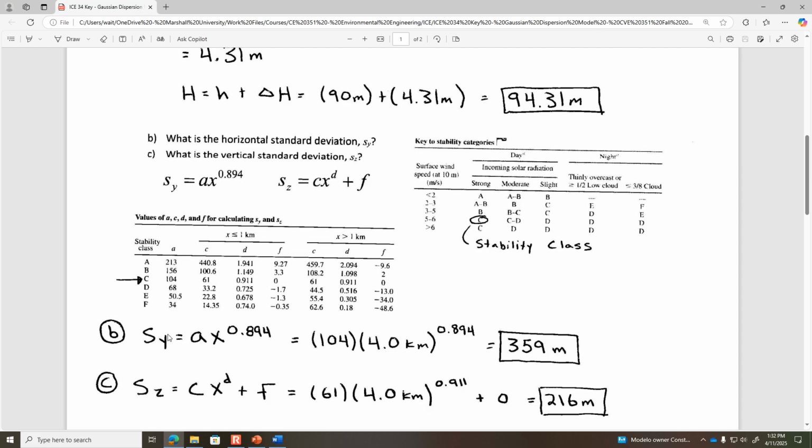When it talks about standard deviation S, that is how far from the center line the concentration is down to 64%.